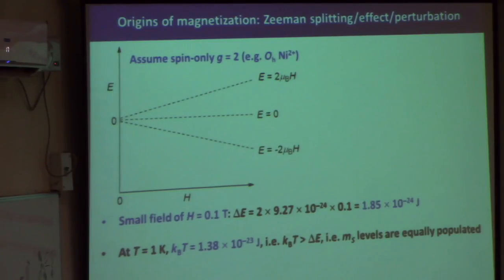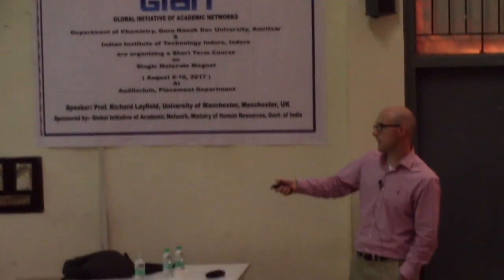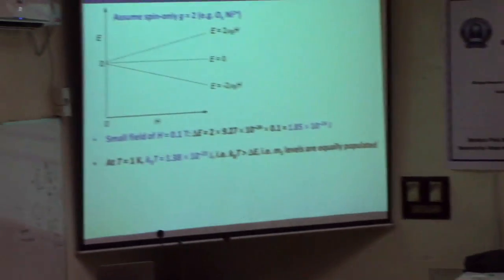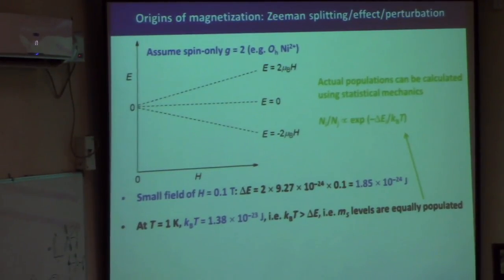levels. What that means in a situation like this, at low field, is that the population of these MS levels is effectively equal, because the energy gap from here to here is small relative to the amount of thermal energy available. So these MS levels are equally populated. If you want to work out the actual populations of the individual levels, you can do that using statistical mechanics, and this is stuff that's been known for well over 100 years as well. But these simple expressions you may well have encountered in the context of your physical chemistry thermodynamics lectures.